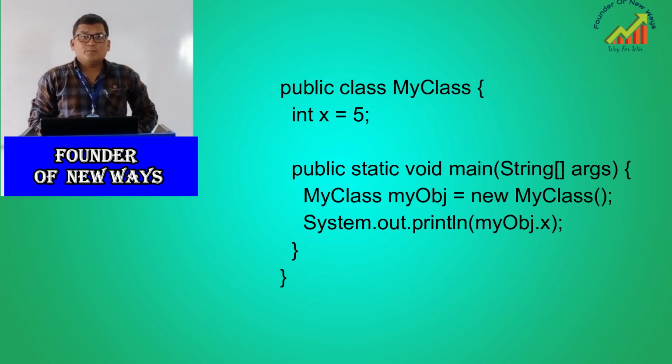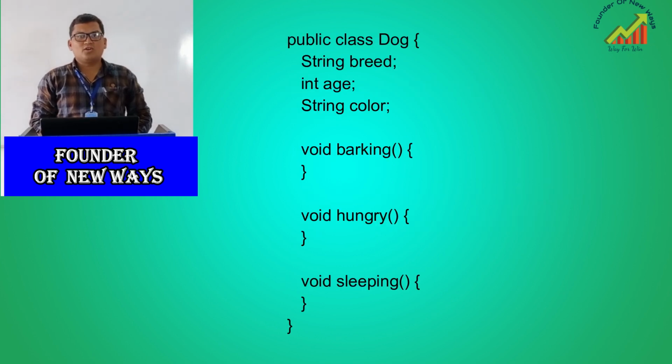Classes in Java. A class is a blueprint from which individual objects are created. Following is a sample of a class. You can see here the example. There is a program, public class Dog, and there are some variables: String breed, int age, String color. Here you can see some methods: void barking, void hungry, void sleeping.